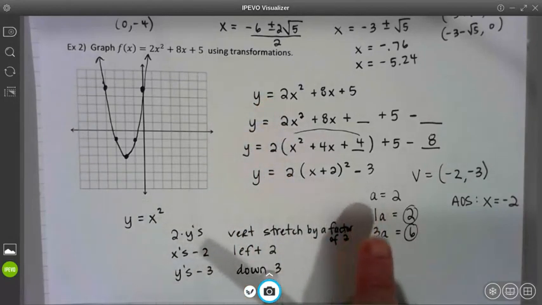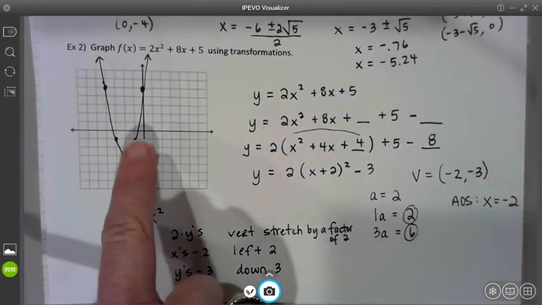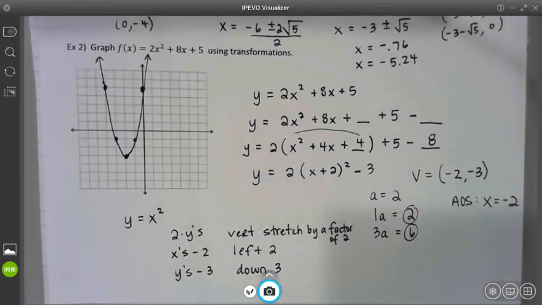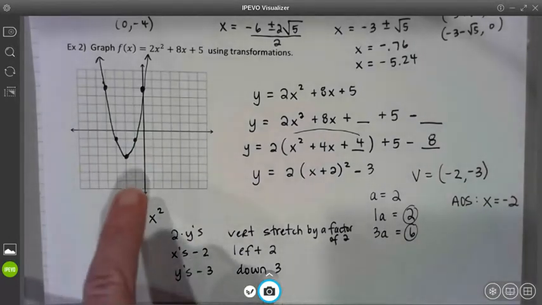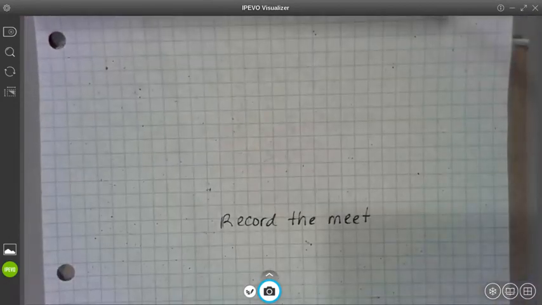And then a little bit of 1a and 3a gets you 2 jumps and 6 jumps. So I just went right 1 up 2, right 1 up 6, and then I matched it on the left side. Okay, so that's just the graph of that parabola, just so you could see it finished. And then I want to finish the last two examples with you.